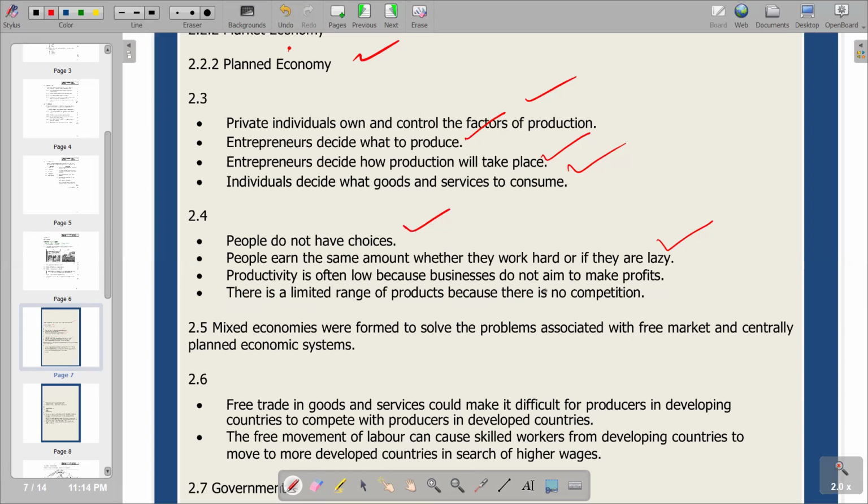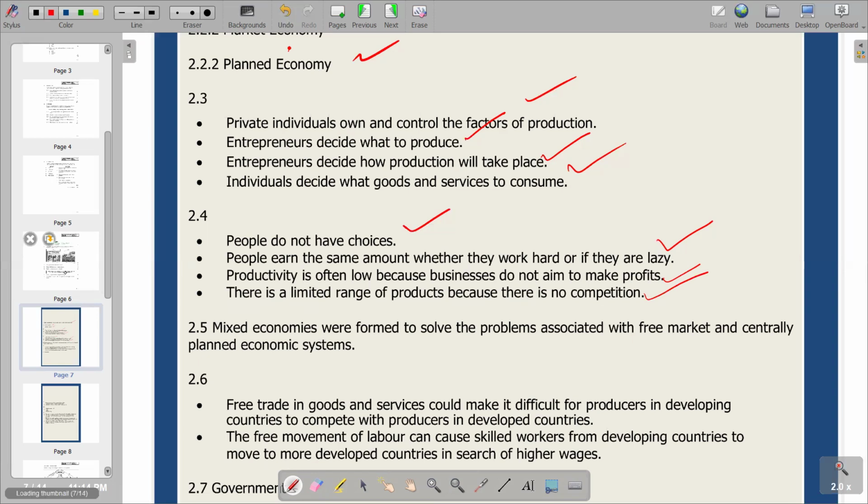Productivity is often low because businesses do not aim to make profit. So the main motive is not to make profit, but service delivery. That's what we have under command economy. Then the last one, there is a limited range of products because there is no competition. So the markets are not competitive, and we do not have competition under the command economy. So basically, that's what we have.